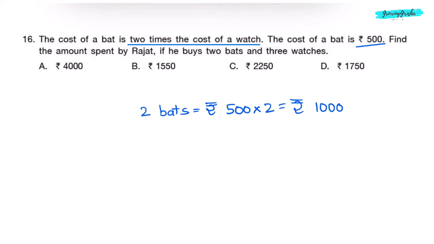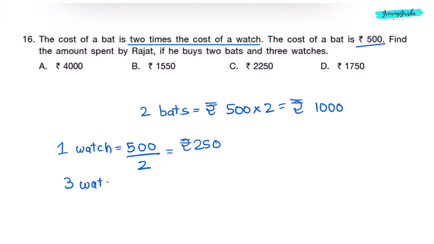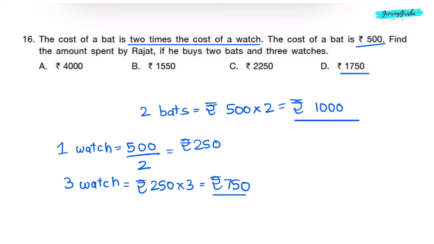The cost of a bat is 2 times the cost of a watch, means the cost of 1 watch is equal to 500 divided by 2, that is rupees 250. So cost of 3 watches will be rupees 250 into 3, that is rupees 750. Now 1000 plus 750 is equal to 1750. Correct answer is option D.